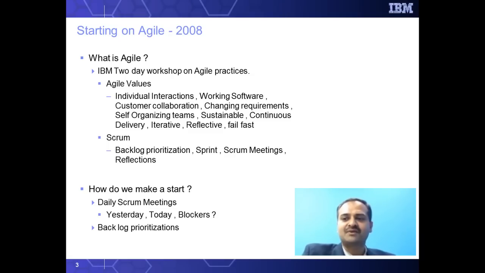Fail fast refers to trying out new things. It's okay to fail, learn and then move on. The faster we guess we are wrong, the faster we get the learning and move forward.